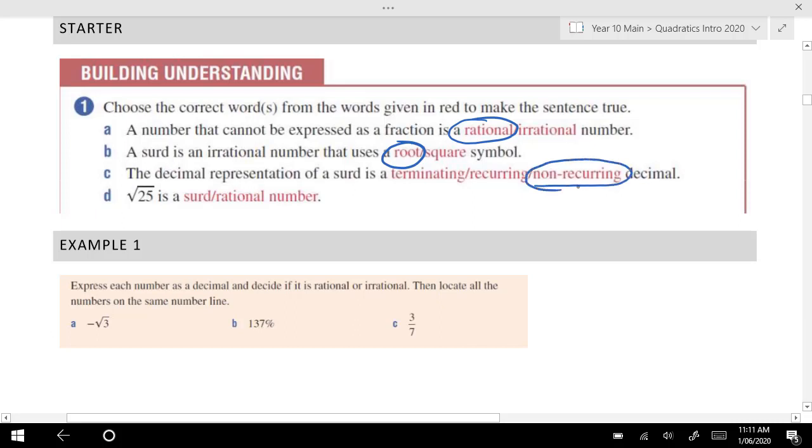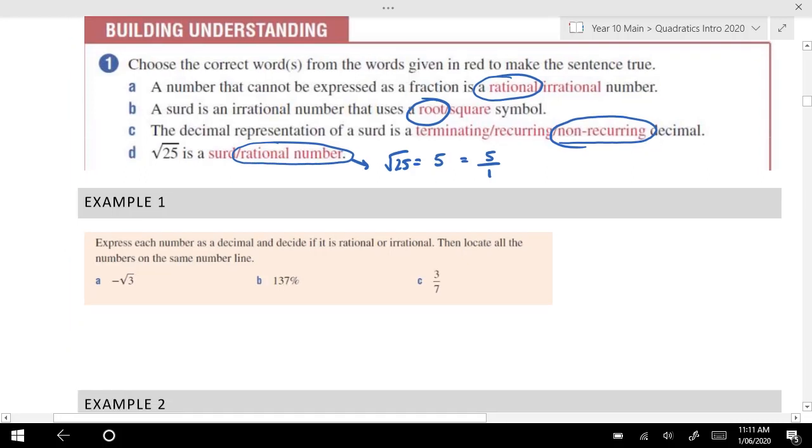And now, root 25: is it a surd or a rational number? Well, let's think about it. It may look like a surd because it's in the square root, but the square root of 25 is equal to 5. And technically, that is actually a rational number because we can express that as a fraction, like 5 over 1. So this is an example: if it's simplified, it doesn't mean it's a surd. It can be simplified and be a rational number, like so.